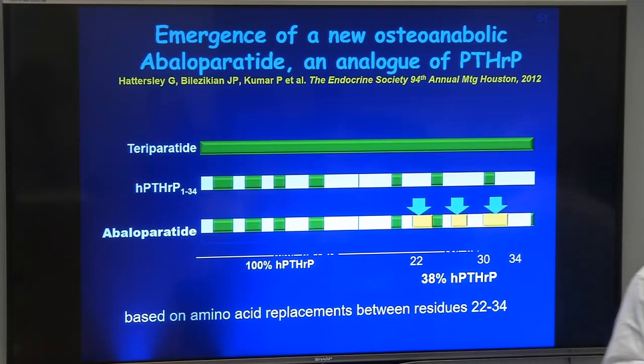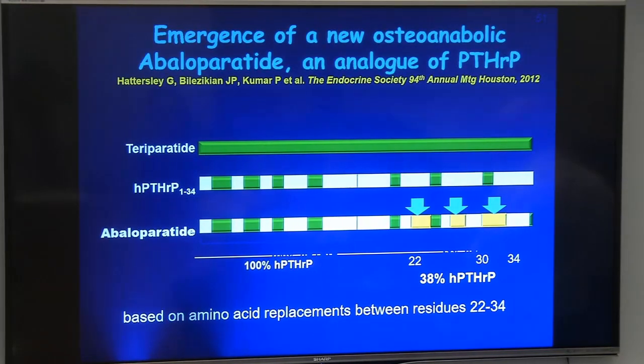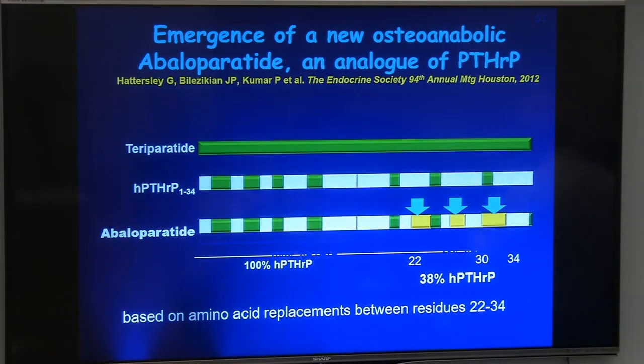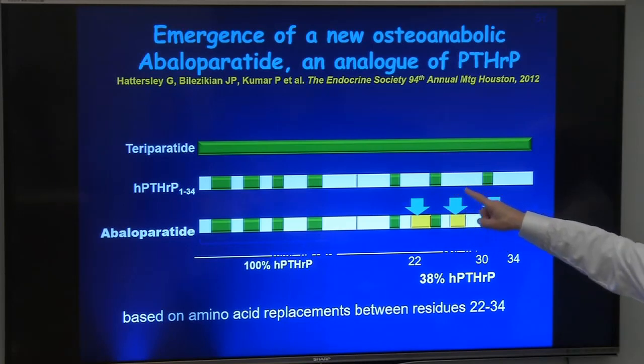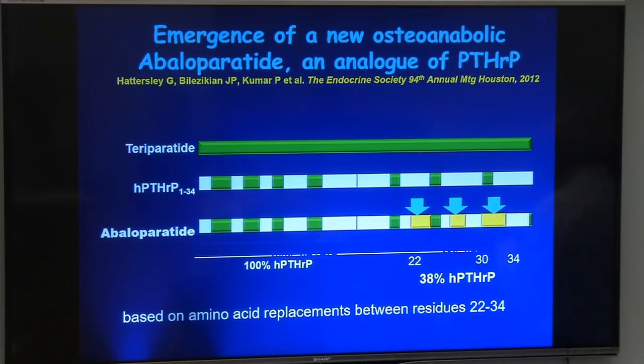Now, abaloparatide was developed with the idea that a more potent anabolic could be developed if you substituted some of these amino acids in PTHRP with others. Not that Gary Hattersley knew what those residues would be to make a better PTHRP or better PTH, but that if you just empirically made a lot of molecules, so they made about 200 of these molecules, and they ran them through a high throughput design, and this molecule fell out as the most anabolic.